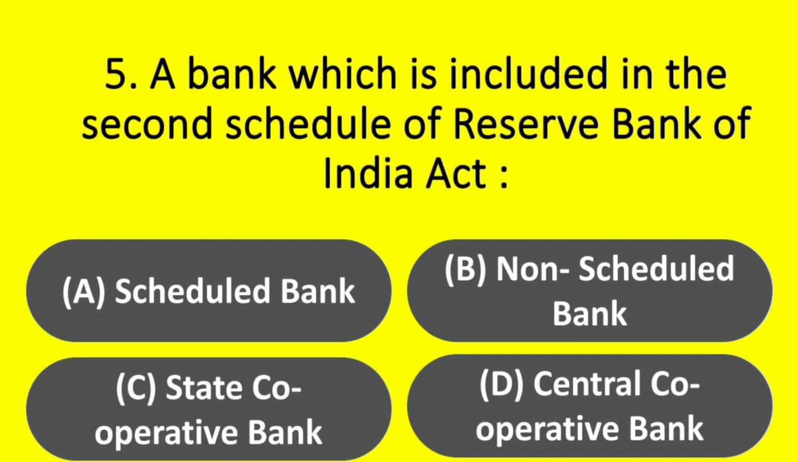Next question. A bank which is included in the second schedule of Reserve Bank of India Act: option A, scheduled bank; option B, non-scheduled bank; option C, state cooperative bank; option D, central cooperative bank. Answer: option A, scheduled bank.